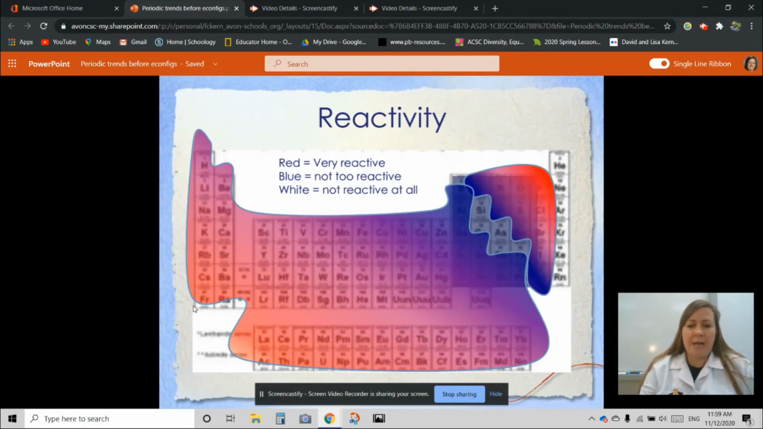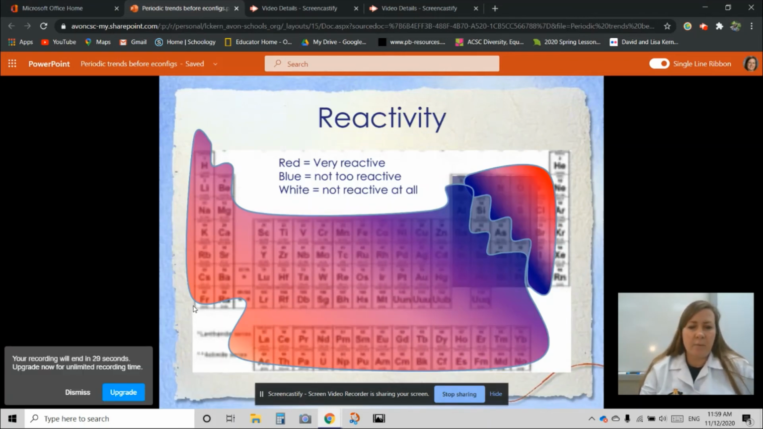You can also talk about reactivity a little bit. Reactivity is shown in the red areas. So for metals, the elements are more reactive if they're down and to the left. And for nonmetals, they're more reactive if they're up and to the right, except of course the noble gases, which are not reactive at all.